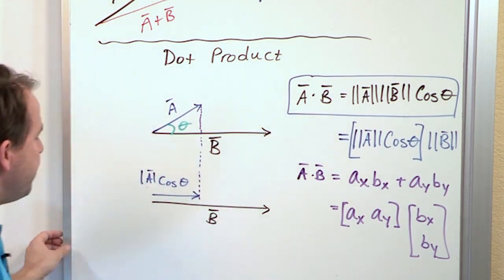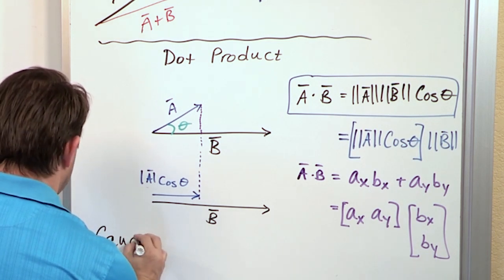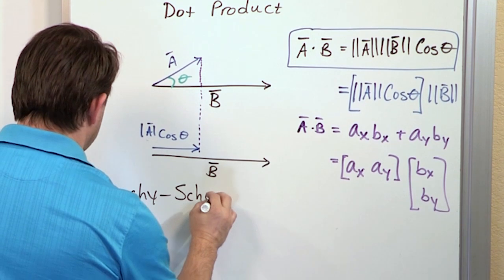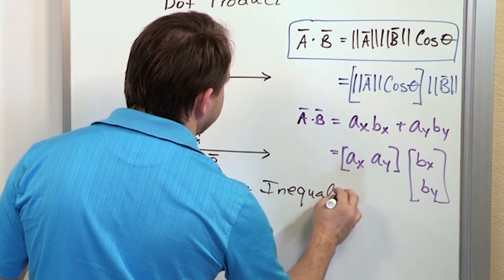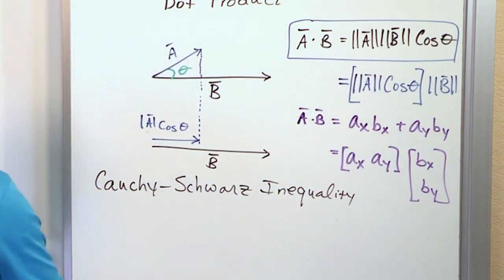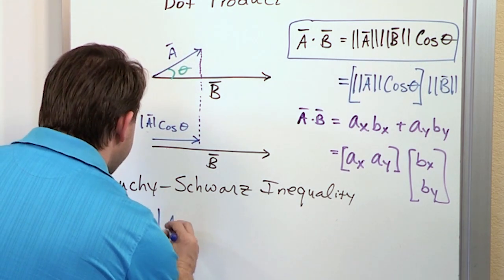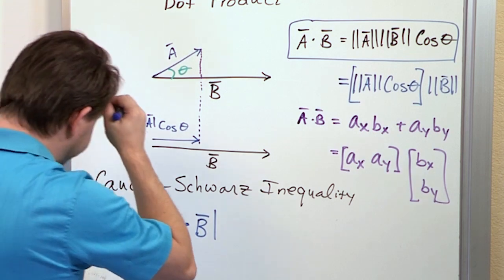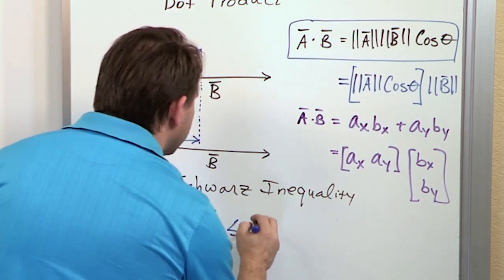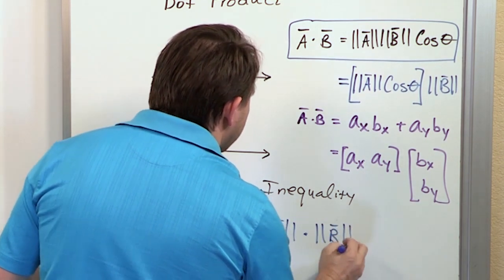Now I wanted to cover this because we're going to be learning about something called the Cauchy-Schwarz inequality. And without further ado, I'll go ahead and put that on the board, and now that we've done a little review of dot product, you'll understand exactly what it is. The Cauchy-Schwarz inequality says that if you take a vector A and you dot it with a vector B, and then you take the magnitude of the result, it's always going to be less than or equal to the magnitude of A multiplied by the magnitude of B.